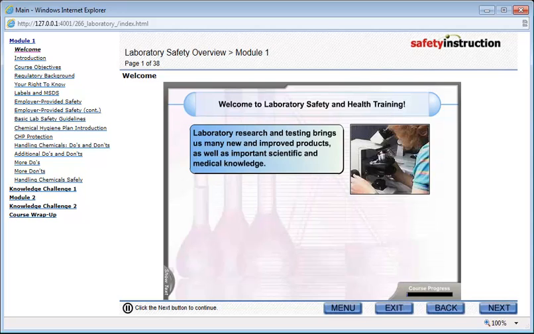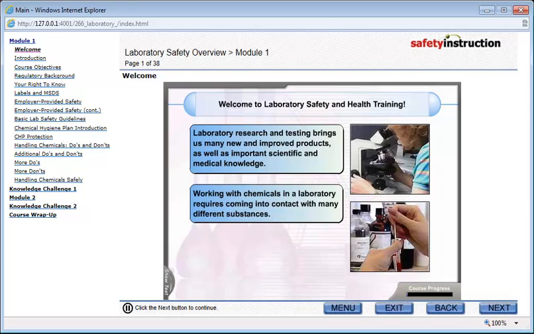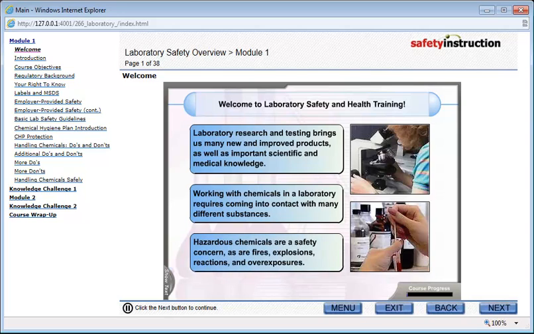Laboratory research and testing brings us many new and improved products, as well as important scientific and medical knowledge. Working with chemicals in a laboratory requires coming into contact with many different substances. Hazardous chemicals are a safety concern, as are fires, explosions, reactions, and overexposures.